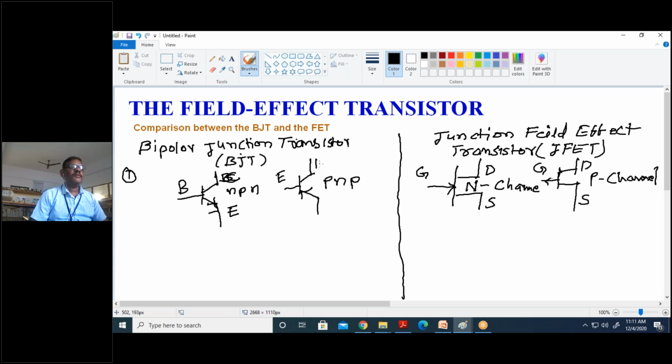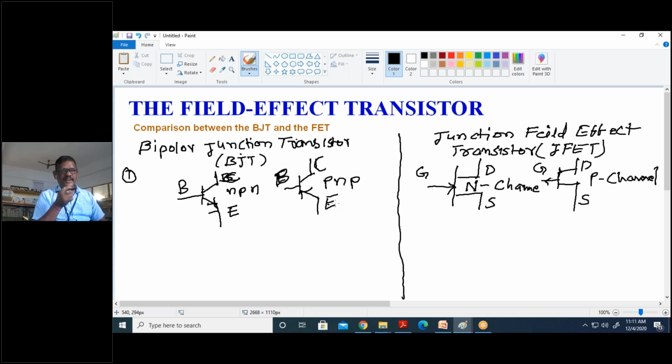Emitter, base, collector. Here the emitter emits the majority of charge carriers. The collector collects the majority of charge carriers. The base acts as a mediator: it receives from the emitter and transmits to the collector.